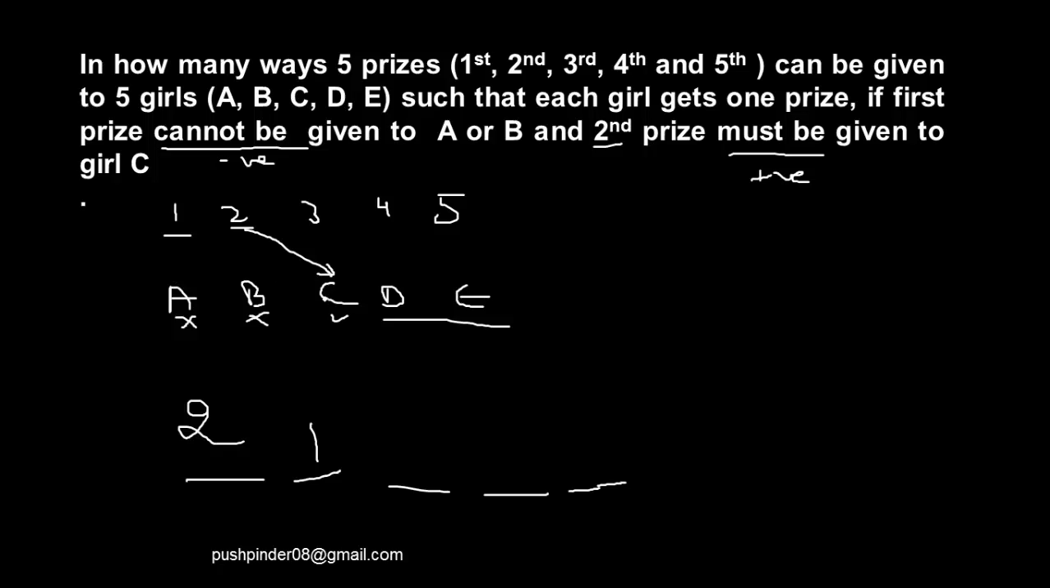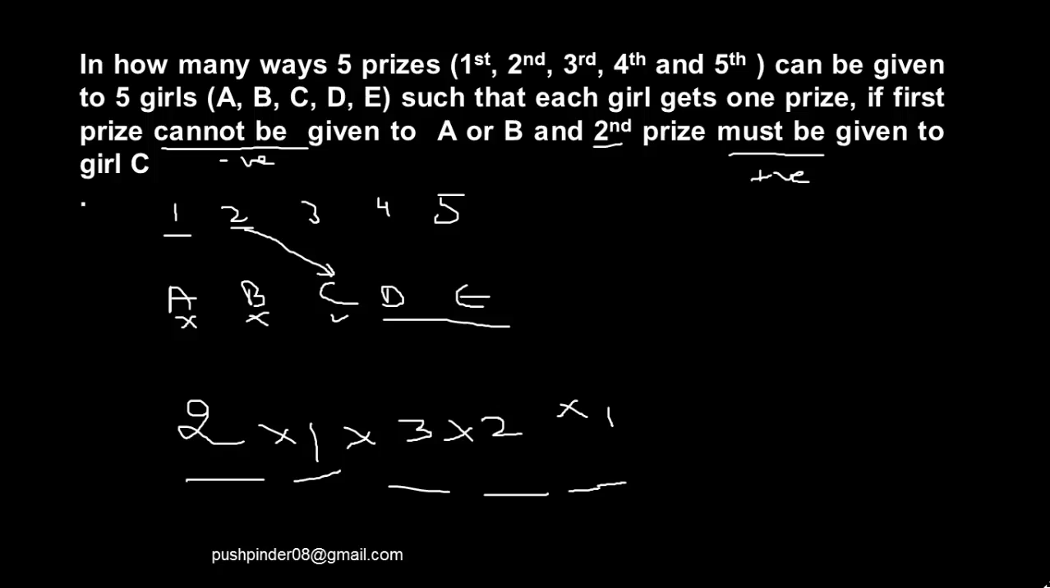Second prize has already been given to girl C. So now we are left with only 2 options, girl D and E, right? Now is there any condition left? No, there is no condition left. There are 3 girls, 3 prizes, which can be given in 3 factorial ways. So this is our answer, right?